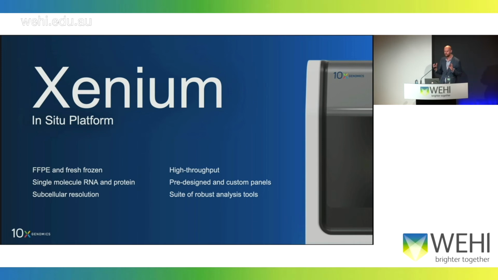And one key differentiator for this platform from other in situ technologies will be the sample throughput. Every 2 days, you can run 2 full slides, with each slide containing a capture area of 12 by 24 millimeters, which gives you the flexibility to place multiple samples on the same slide. At launch, we'll have a 400 gene panel where 50 of those genes can be customizable. And then finally, just like all of our assays, we'll have a suite of robust analysis tools and software to accompany the instrument.